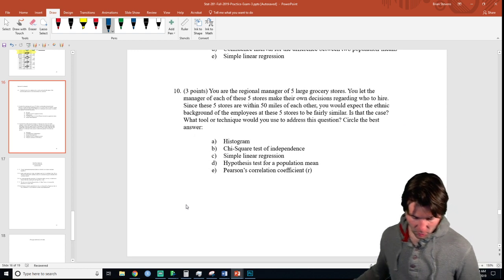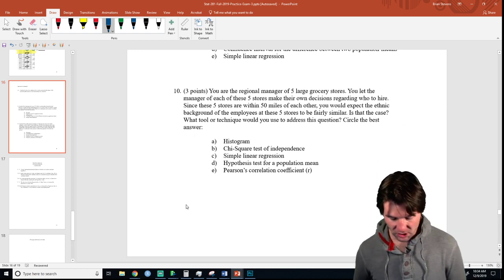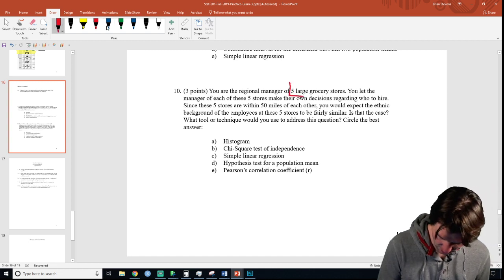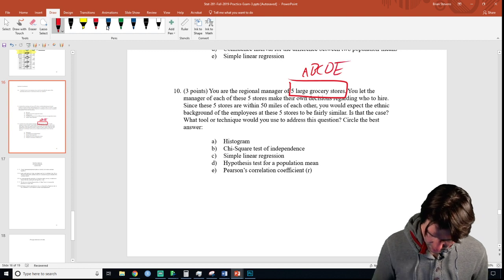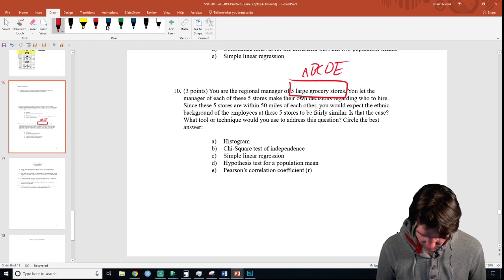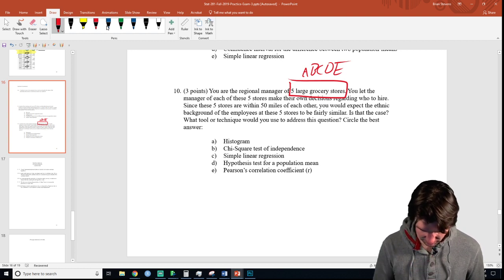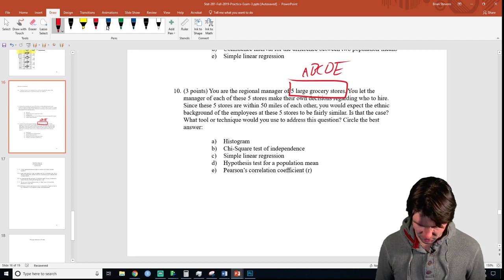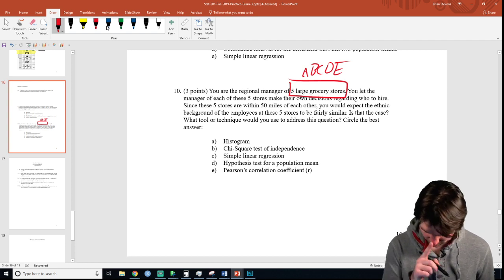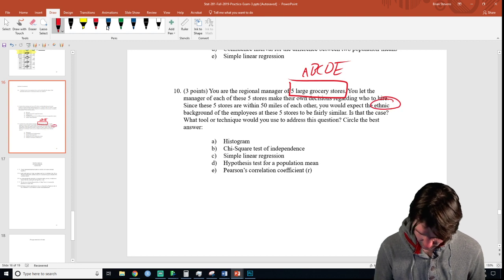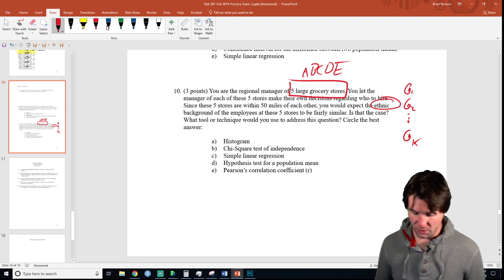Cool. You are a regional manager of 5 large grocery stores. So you're regional manager of grocery store A, B, C, D, and E. You let each of the managers of the 5 stores make their own decision who to hire. Since the 5 stores are within 50 miles of each other, you would expect the ethnic background of the employees at the 5 stores to be similar. So we have ethnic background, which is going to be all these different groups right here: Group 1, Group 2, Group K. Which tool or technique would you use to address this question?